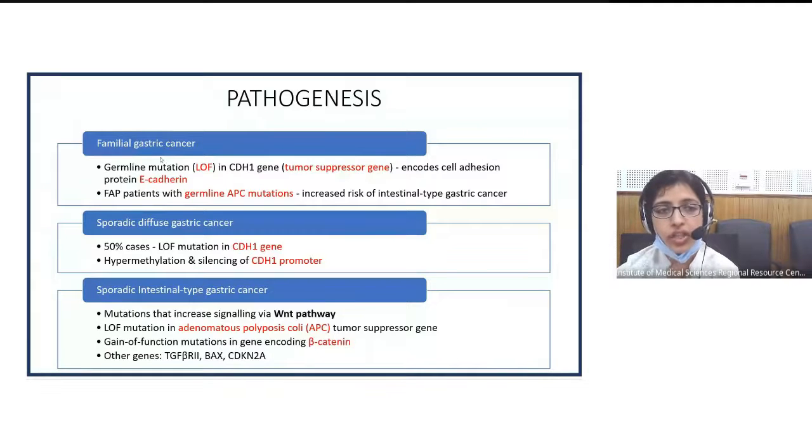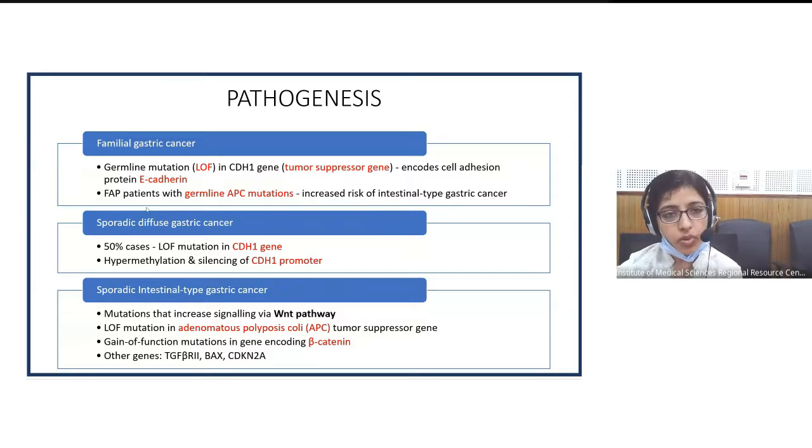This tumor suppressor gene CDH1 actually encodes for a cell adhesion protein, E-cadherin. So there is loss of E-cadherin, and with the loss of this cell adhesion protein, the adhesion between the cells is lost, and then the cells will infiltrate. They will grow in a diffuse pattern, and then they will freely infiltrate through the wall of the stomach.